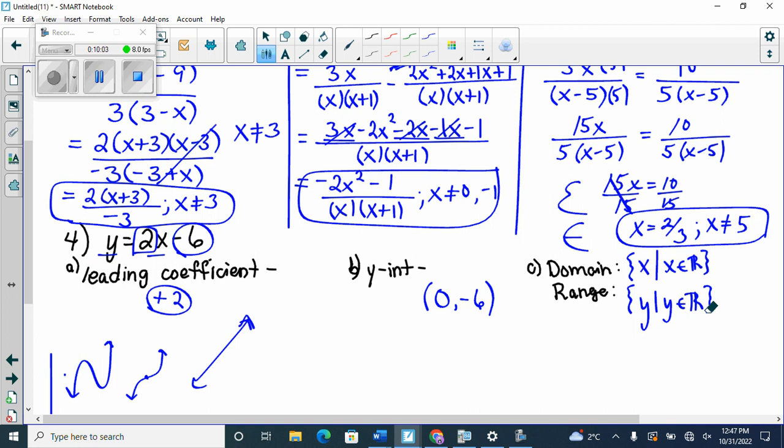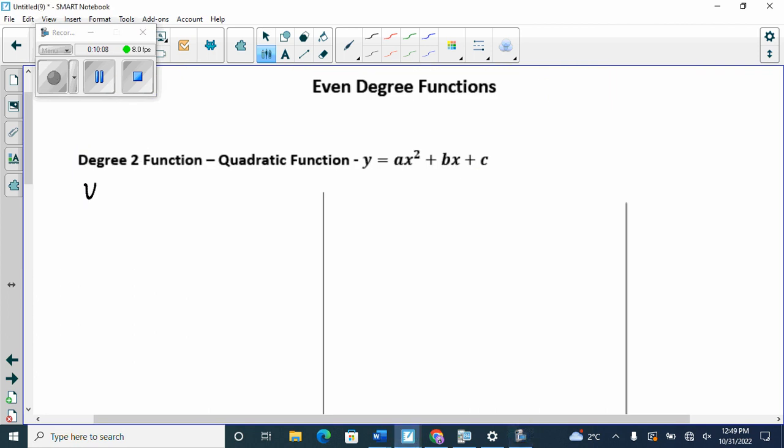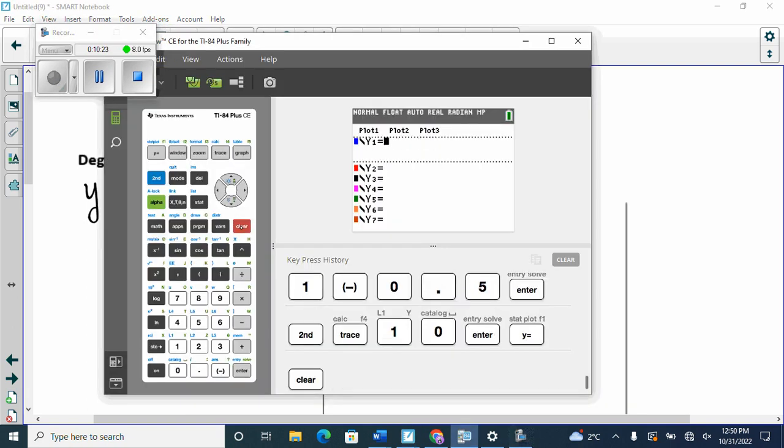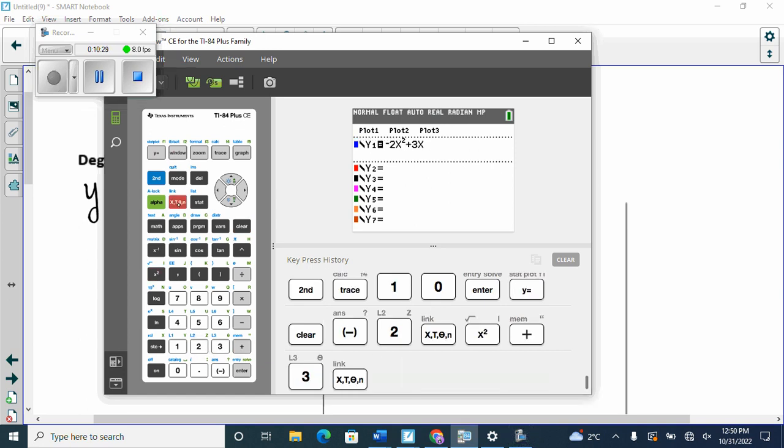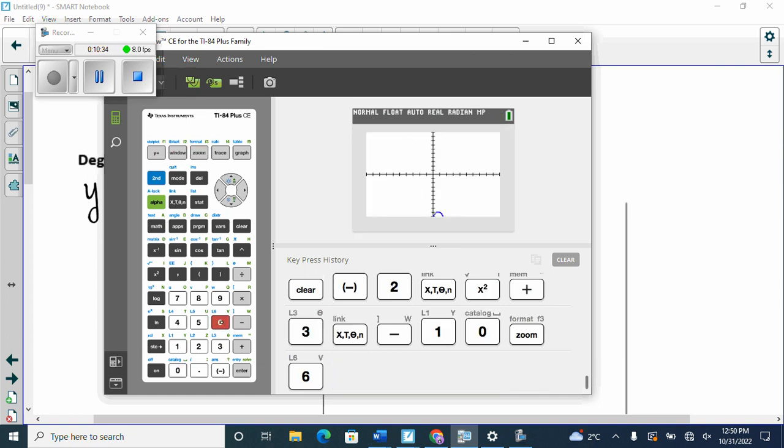Yeah? Okay. So we're going to go to our notes. We're going to go to the quadratics. So we have y equals negative 2x squared plus 3x minus 10. Everyone's typing it in. So everyone should have that sitting on their calculators. Zoom 6, it'll set you to that. That's what you should be seeing, this little teeny tiny parabola at the bottom.